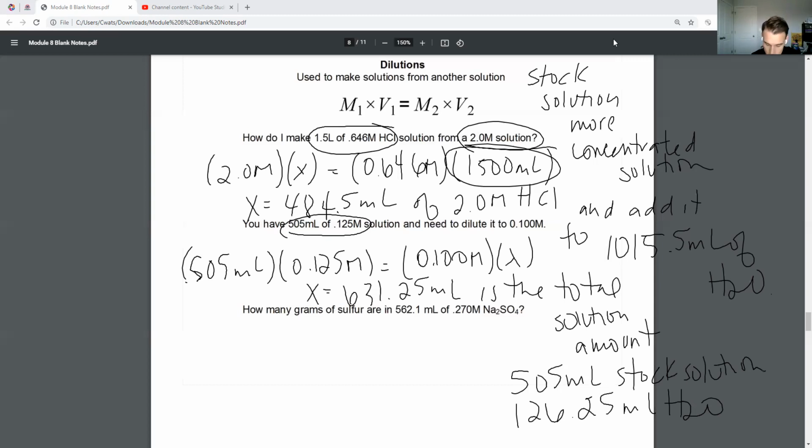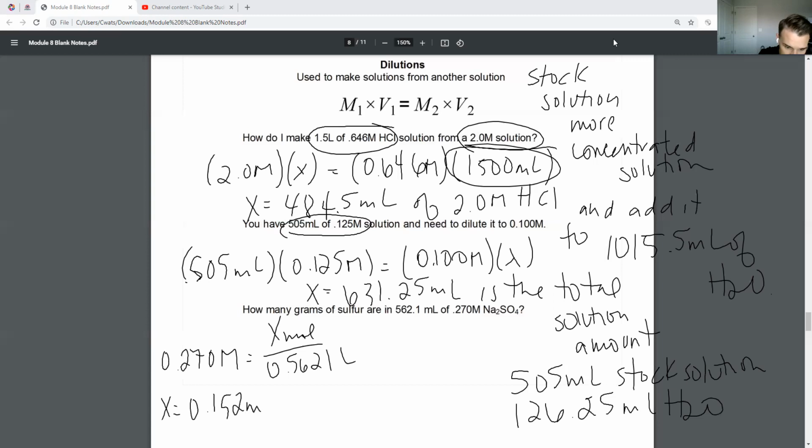And then one more here. How many grams of sulfur are in 562.1 milliliters of a 0.270 molar sodium sulfate? Okay, this is not a dilution one. I don't know why it's here, but we'll do it anyways. So we'll start with 0.270 molar is equal to X moles divided by 0.5621 liters. X will equal 0.152 moles of the sodium sulfate.